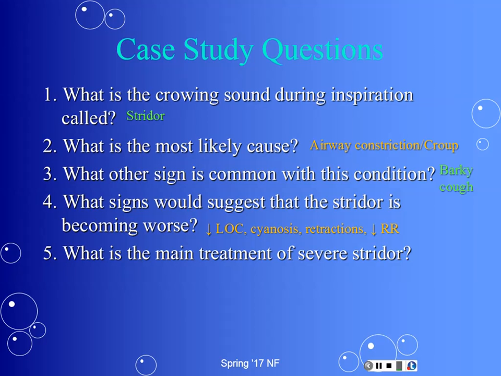It's not when we're talking about IM epi and things like that. No, this is specifically for upper airway obstruction. Okay, this is going to focus on the airway. It's not going to be systemic. It's a sympathomimetic, it's a bronchodilator. And it helps relax those airways, similar to albuterol. Okay.